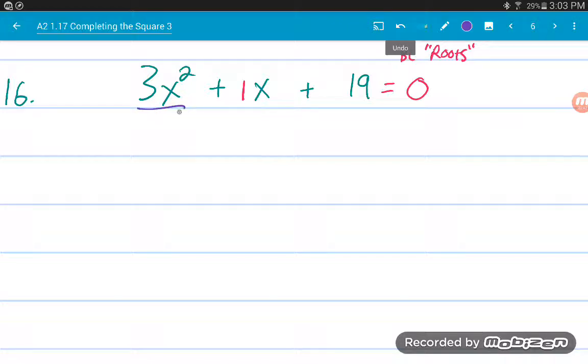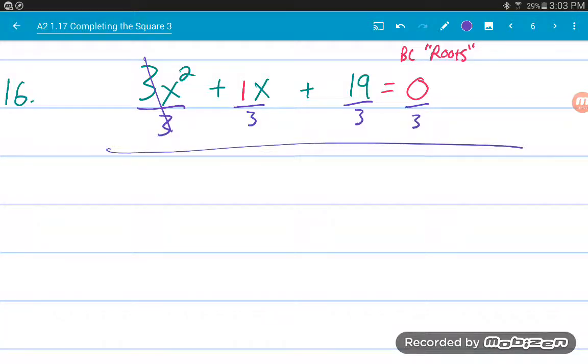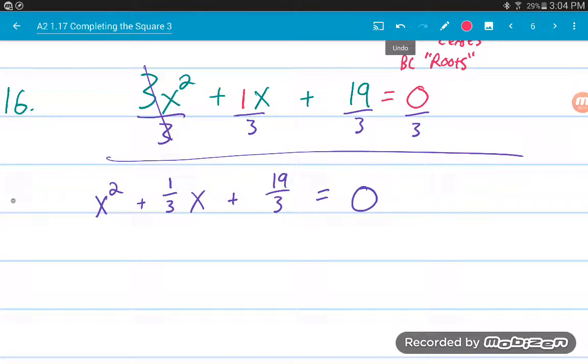So what we have to do first is divide by 3. If we divide by 3 on one term, we have to divide by 3 on all of them, so let's get that out of the way. Those cross out, that's good. So I'm going to get x squared plus 1/3 x. Wrap your brain around that. I just decided to write this as a coefficient and put the x next to it. That's fine. So 1/3 x plus 19/3, and that's equal to 0.